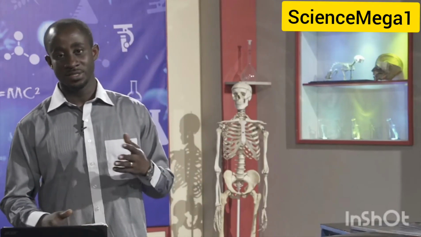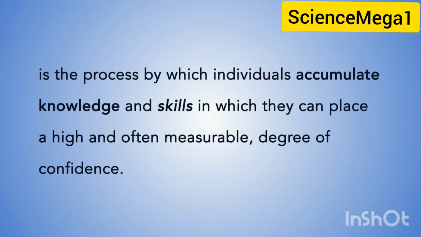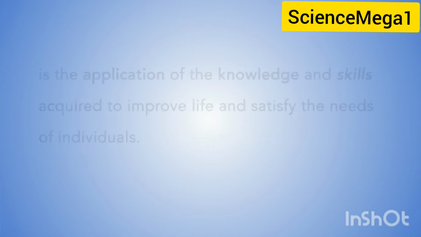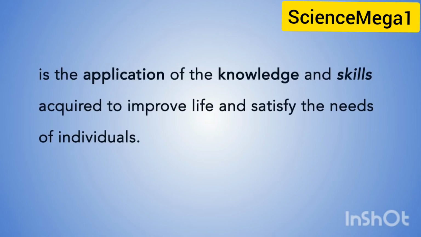Science and technology. Science, as we have explained in our previous lesson, is the process by which individuals accumulate knowledge and skills in which they can place a high and often measurable degree of confidence. Technology, on the other hand, is the application of knowledge and skills acquired to improve life and satisfy the needs of individuals.